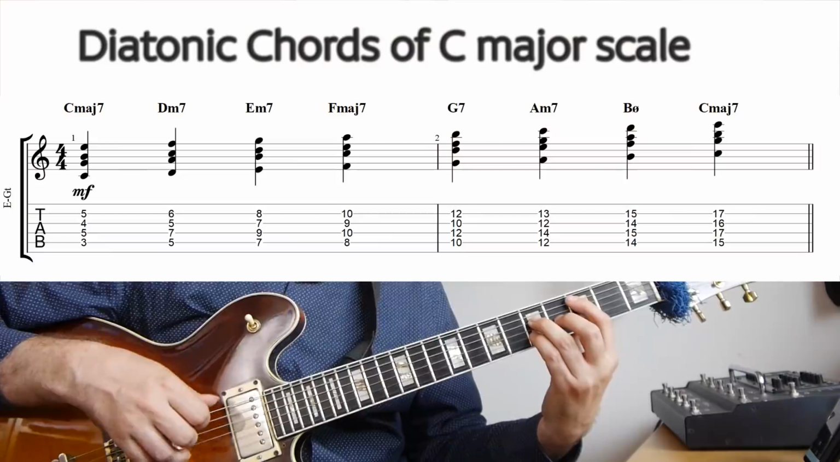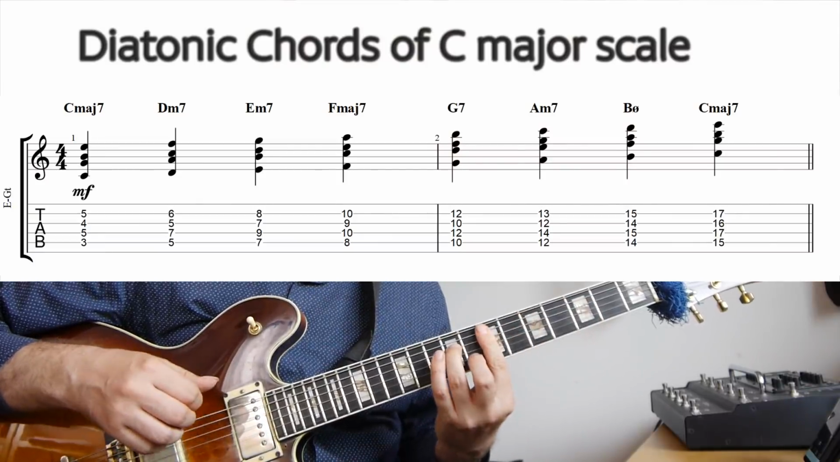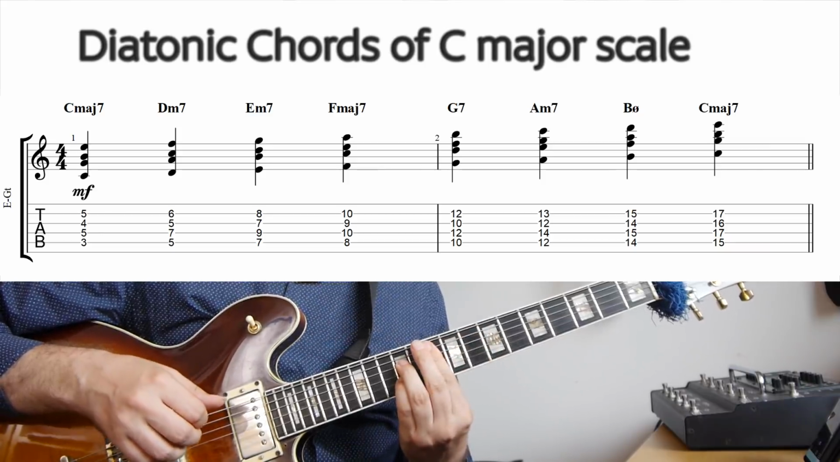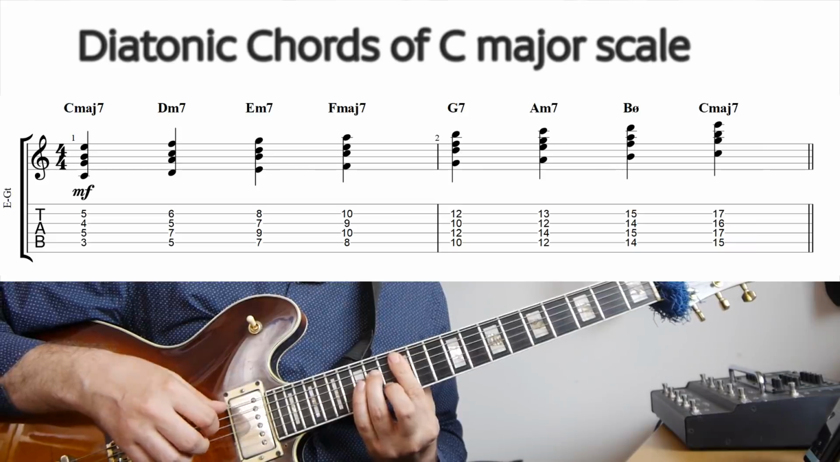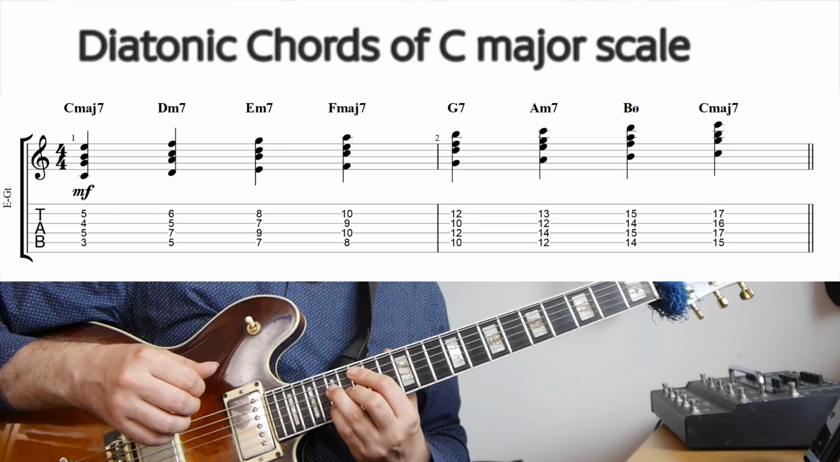Before I get into all the interesting chords that are not found in the scale, I think it's useful just to have a really solid understanding of what the diatonic chords actually are. So for the key of C major, that would be these chords. C major 7, D minor 7, E minor 7, F major 7, G7, A minor 7, B half diminished, C major 7. And you can make a lot of very beautiful progressions just using the diatonic chords, of course.